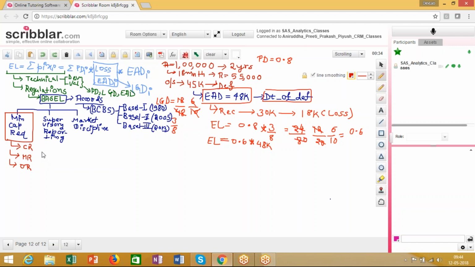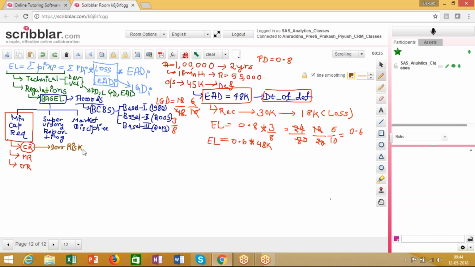Now within our module, within the first pillar, we'll be talking mostly about the minimum capital requirement. And within capital requirement, we'll be talking only about credit risk and the different sources of credit risk, which reflects the borrower's risk.